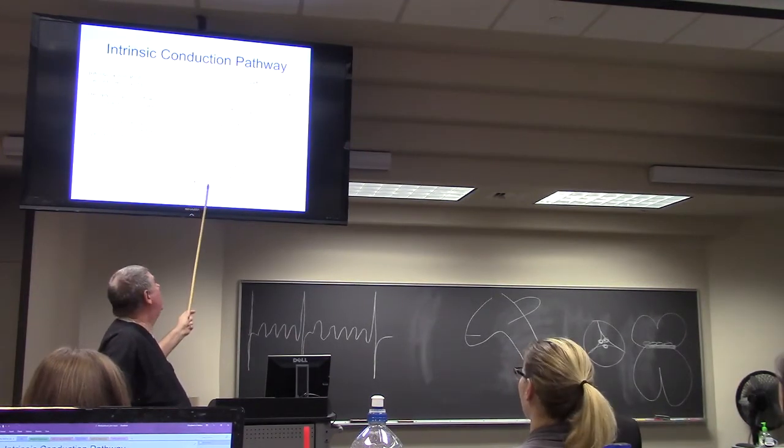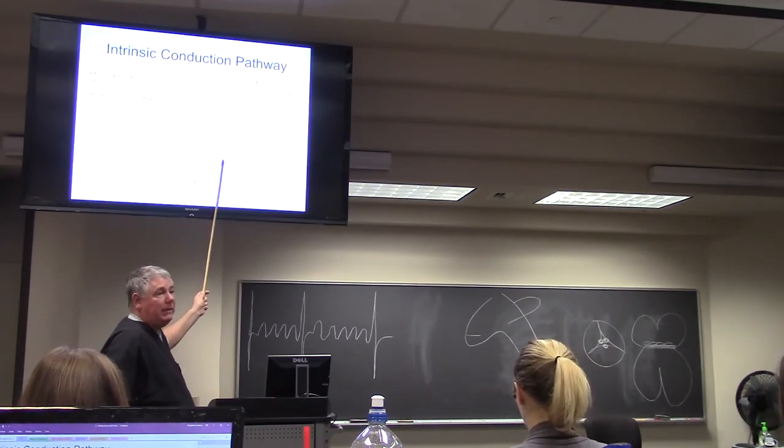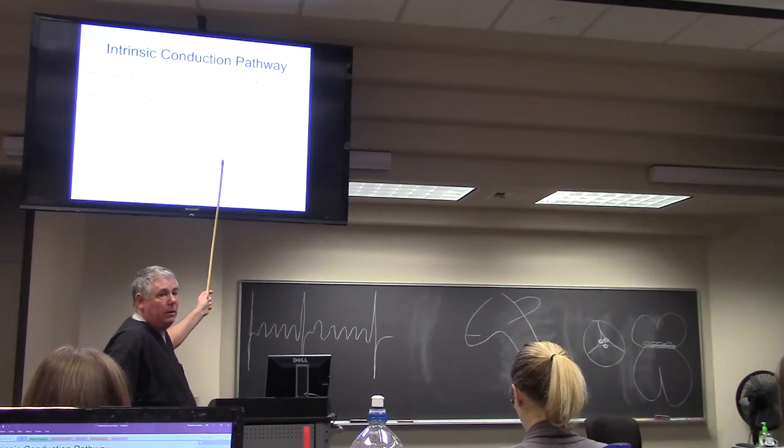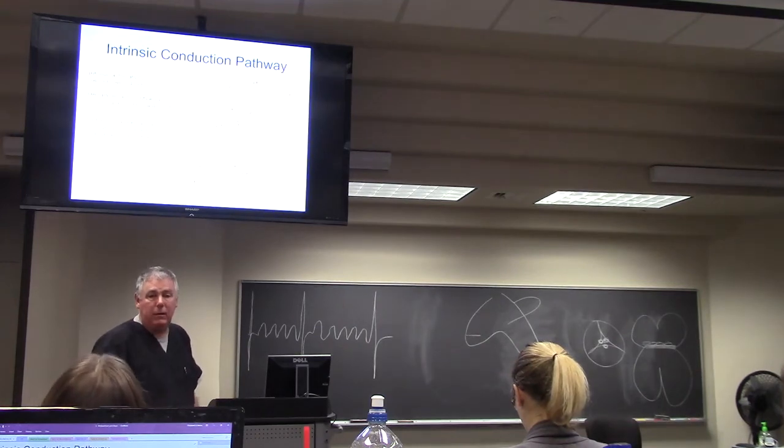Now, the right bundle branch passes through that septo-marginal trabecula, or the moderator band. That's the purpose of it. I mean, that's the significance of it. You follow me?